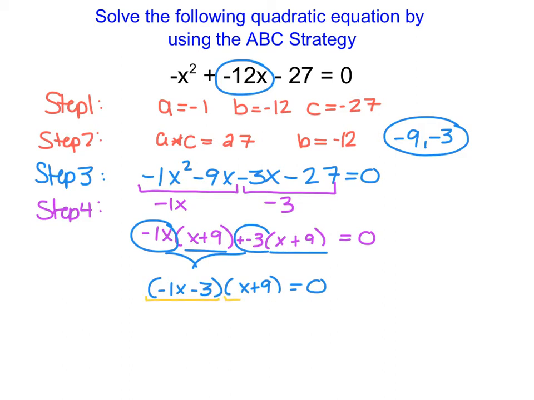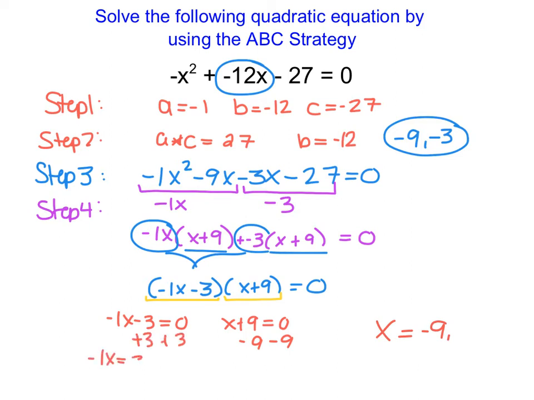So I have something times something is equal to 0. So we can utilize the zero product property here because we have two things that are being multiplied and set equal to 0. So we set each part equal to 0, and we solve. So we subtract 9 here, subtract 9 here, and we end up with x is equal to -9 as one option. Then here, we add 3, so I have -1x is equal to 3. Divide by -1, and my other option is x is equal to -3.